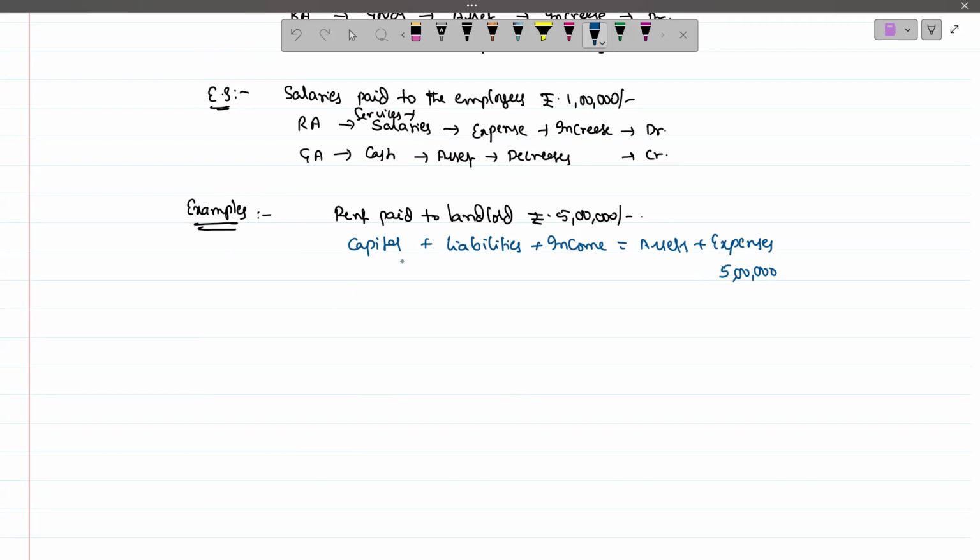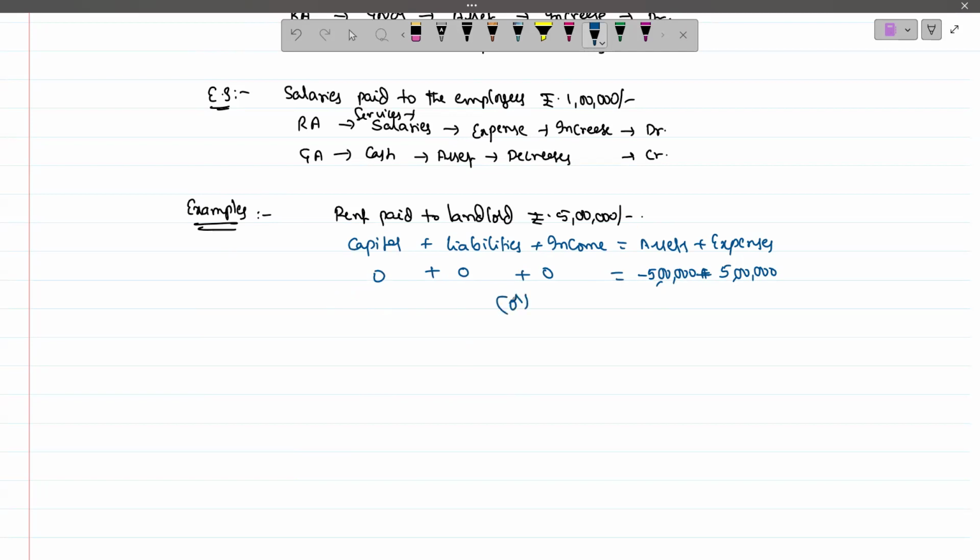And we are paying what? Cash. As the cash goes out, the cash balance decreases, then assets are decreased by 5 lakhs. And the capital is not affected, liability is not affected, income is not affected. This is an accounting equation.